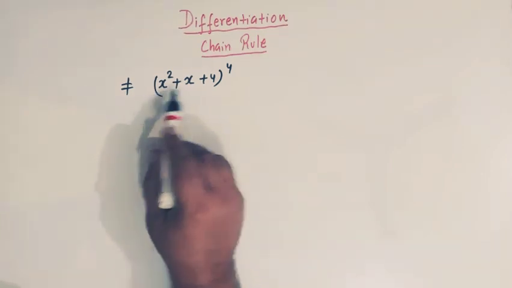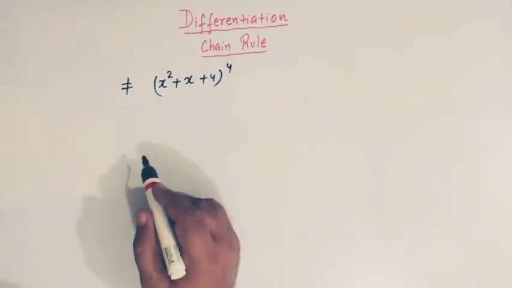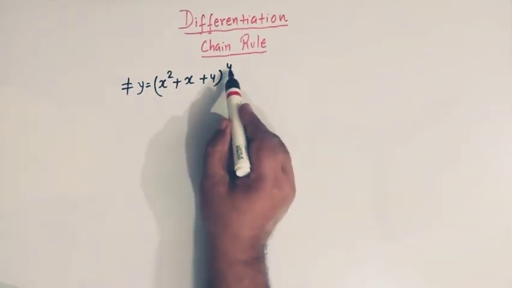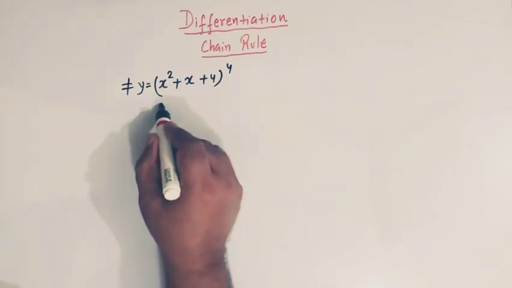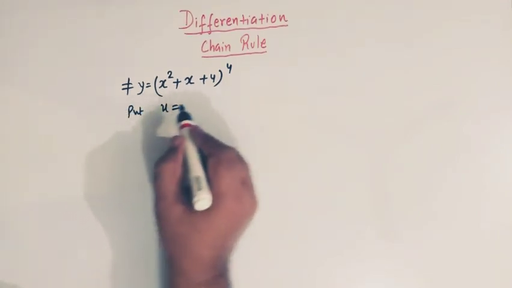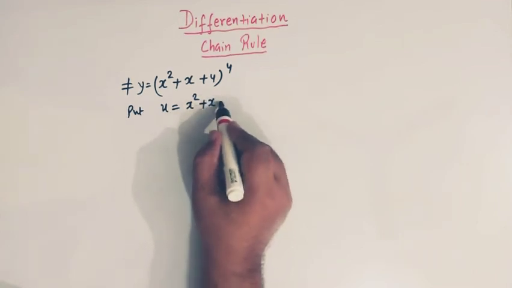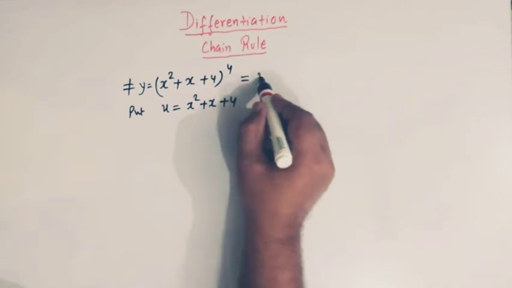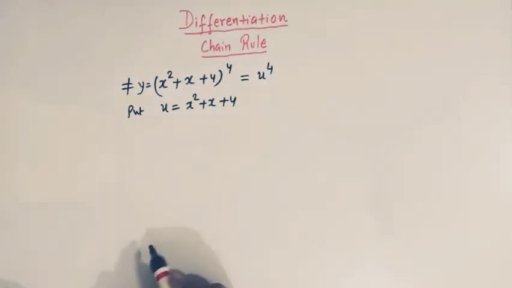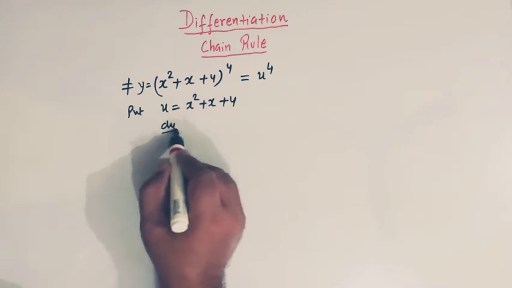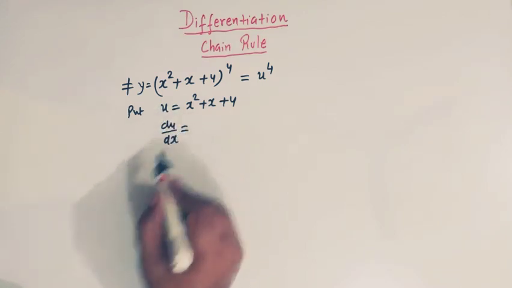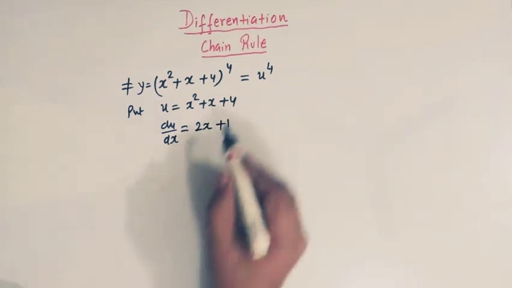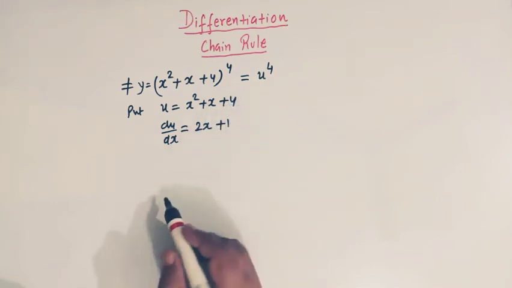Now let us differentiate this function with respect to x. So let y is equal to (x square plus x plus 4) raised to power 4. Now here let us put u is equal to x square plus x plus 4, so that this function now becomes u raised to 4, right? Now here we differentiate u with respect to x. So we have du over dx is equal to 2x plus 1, and the derivative of 4 is 0.